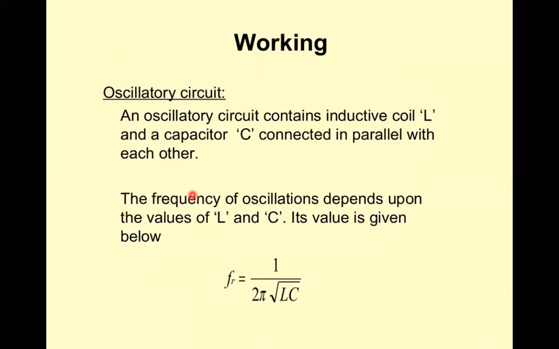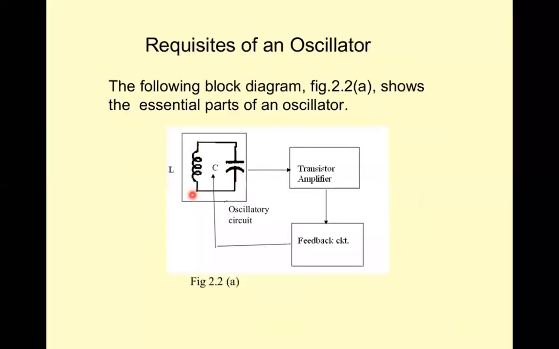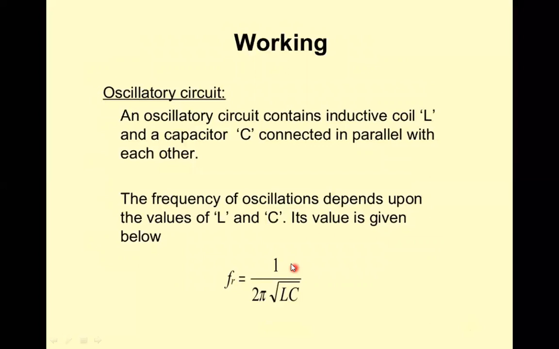Working. Now you can go back and see here that an oscillator circuit contains an inductive coil L and a capacitor C connected in parallel with each other. You can see both the components, the inductor and the capacitor, are in parallel. The frequency of oscillations depends upon the values of L and C. In the case of LC combination oscillators, the resonant frequency is equal to 1 upon 2 pi under root LC. Got it?